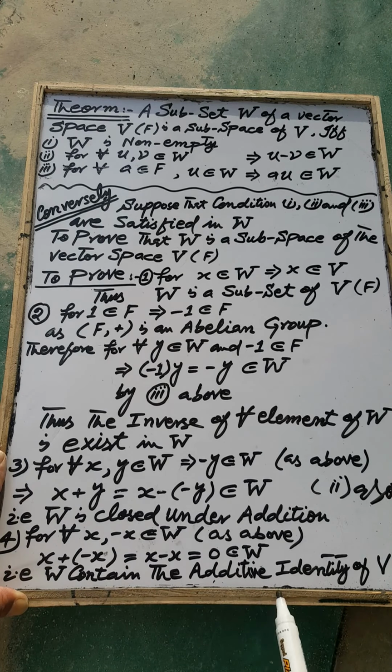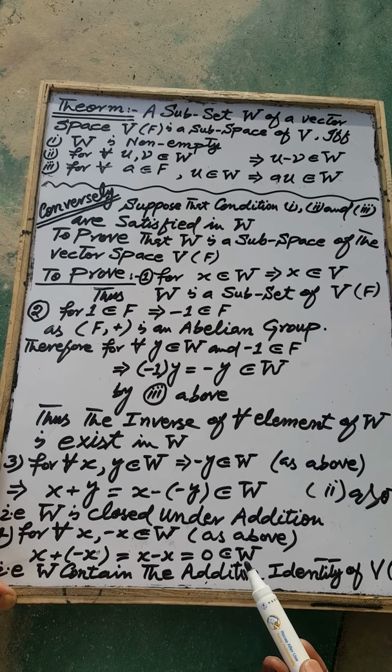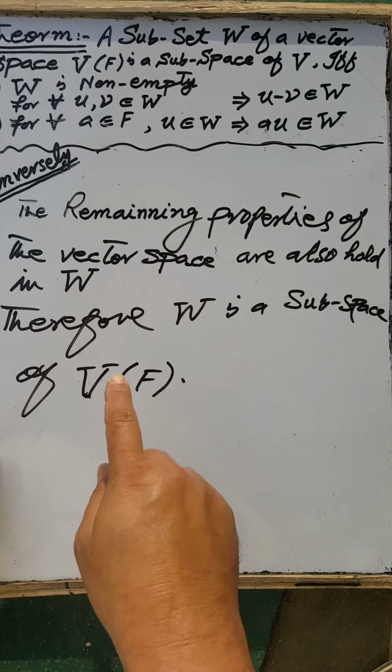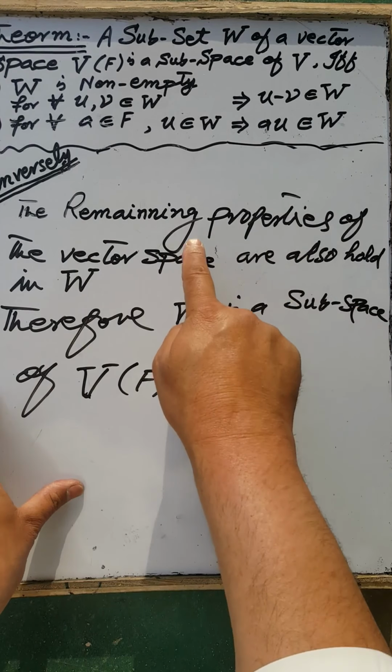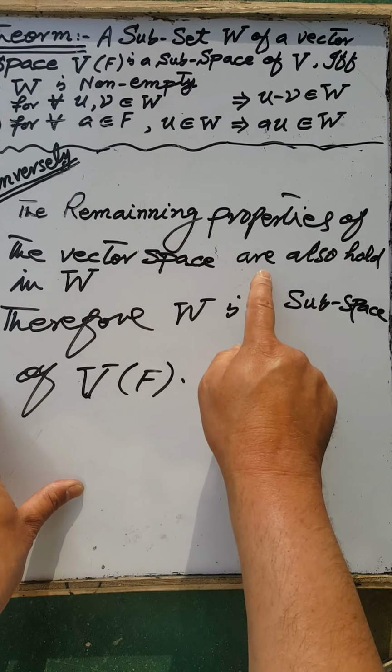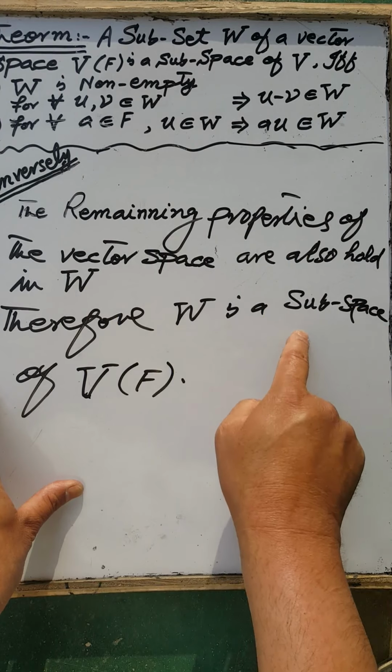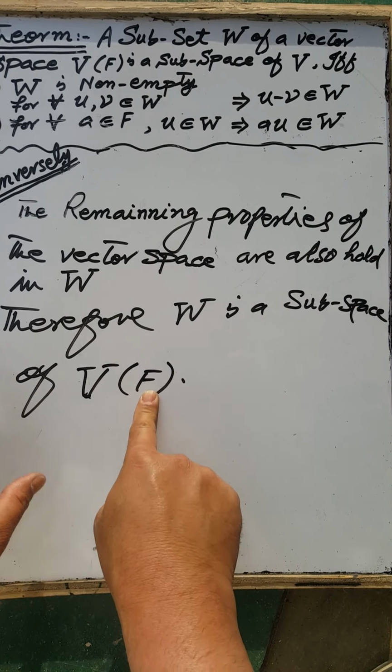Thus, W contains the additive identity element, which is the additive identity element of the vector space V over the field F. The remaining properties of a vector space also hold in W. Therefore, W is a subspace of the vector space V over the field F.